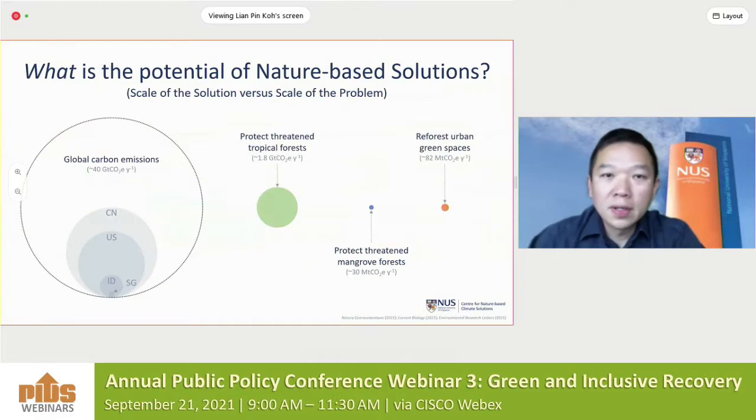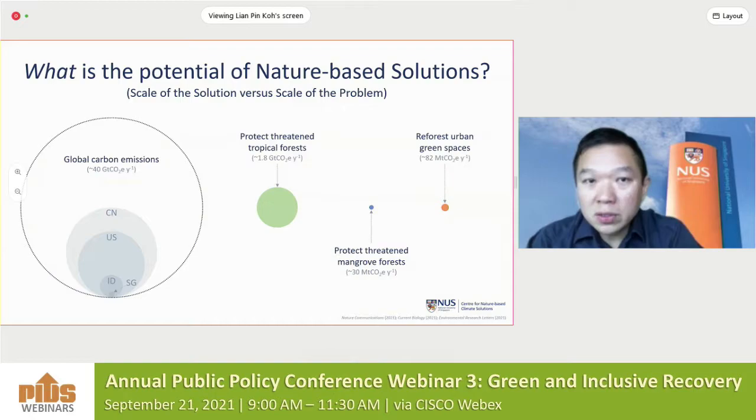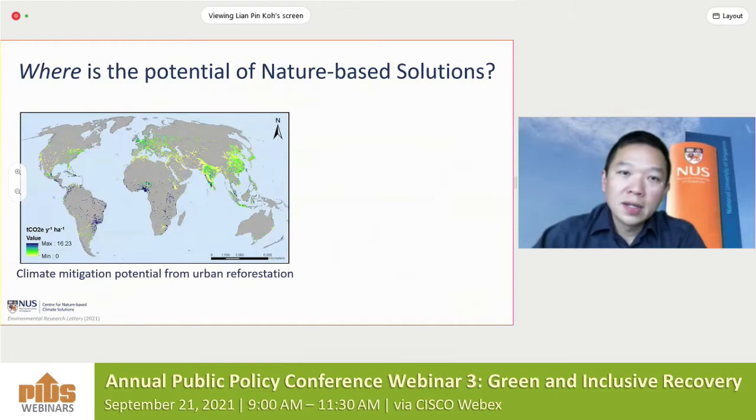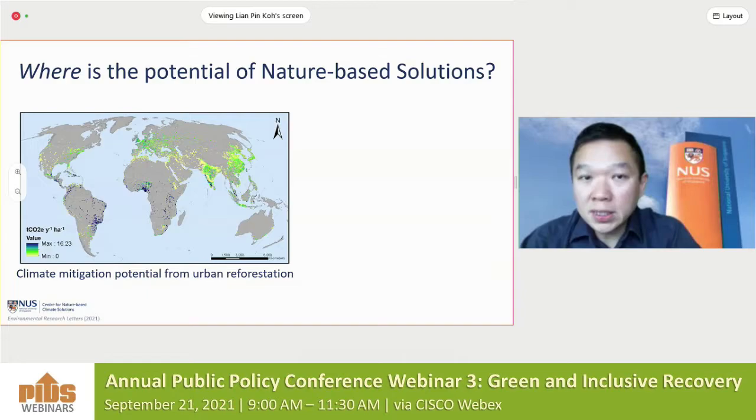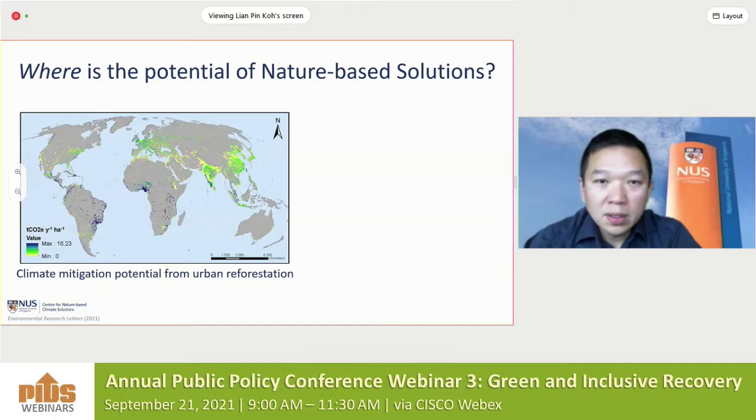In this earlier slide, I also mentioned that the reforestation of our urban green spaces can also be a kind of nature-based climate solution. So we also conducted a spatially explicit analysis of cities. Now, interestingly, we find that not all cities in the world would benefit equally from the reforestation of their green spaces. In fact, cities with the greatest carbon sequestration potential are concentrated in the tropics, especially in Central and South America, coastal West Africa, South Asia, and Southeast Asia.